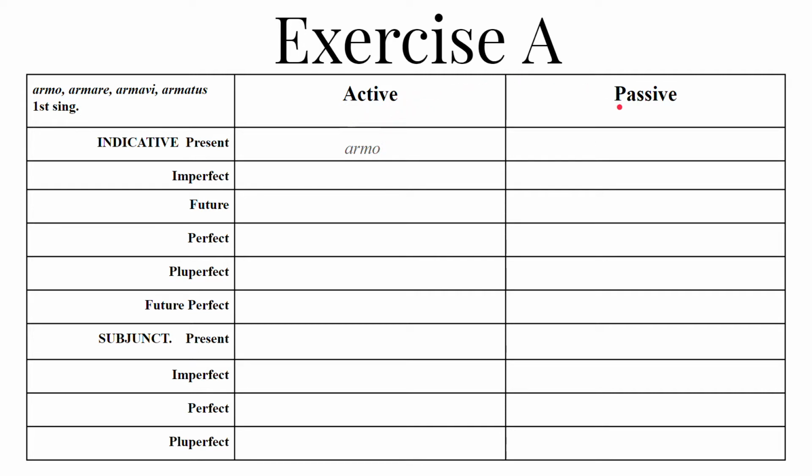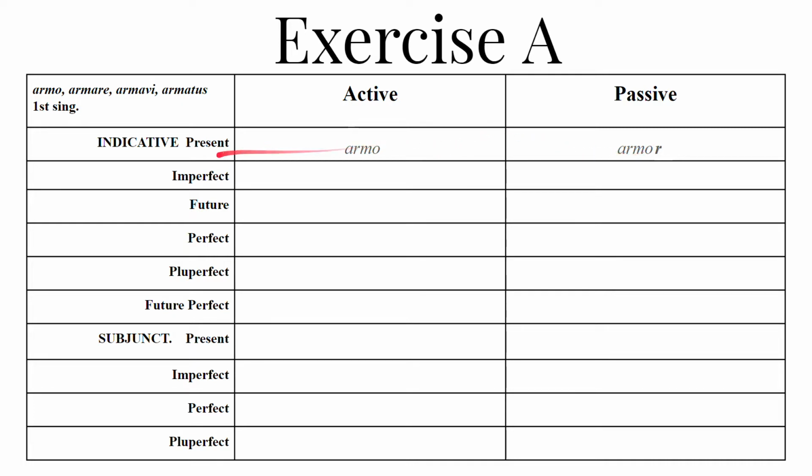The passive takes the first principal part, armo, but it adds the r. So armo, r, armor. I am armed. I arm, active voice. I am armed. It's happening to me. I am the subject, first person singular. The action in the passive voice happens to me.